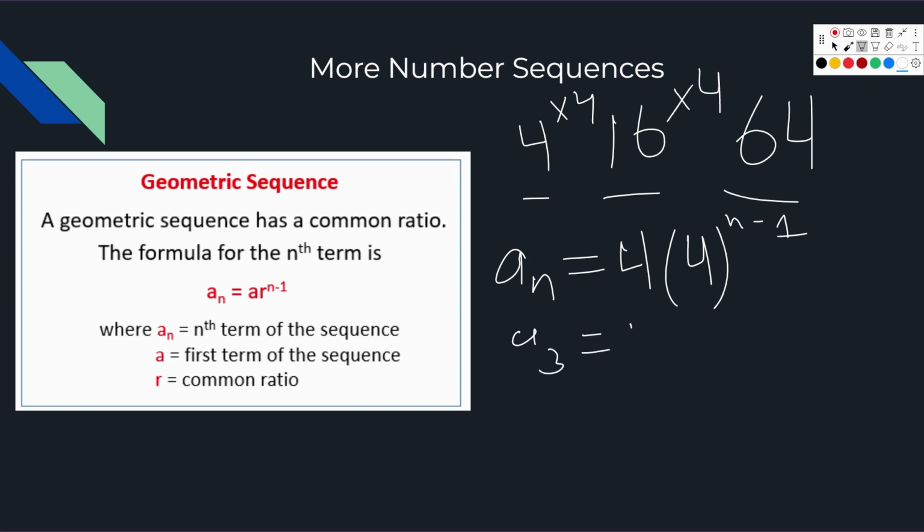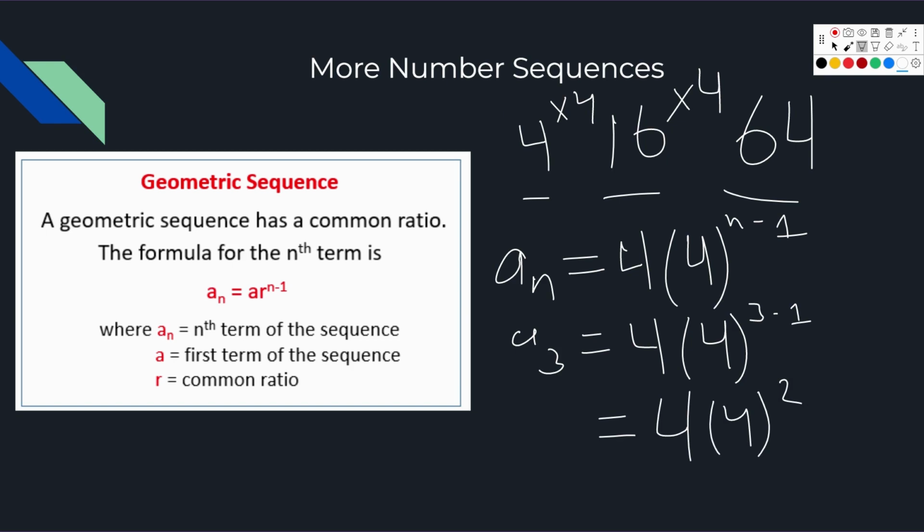A3 equals 4 multiplied by 4 to the power of 3 minus 1, which is going to give us 4 multiplied by 4 squared, which is 16 times 4, which in fact equals 64. So that's always a great way to check over.